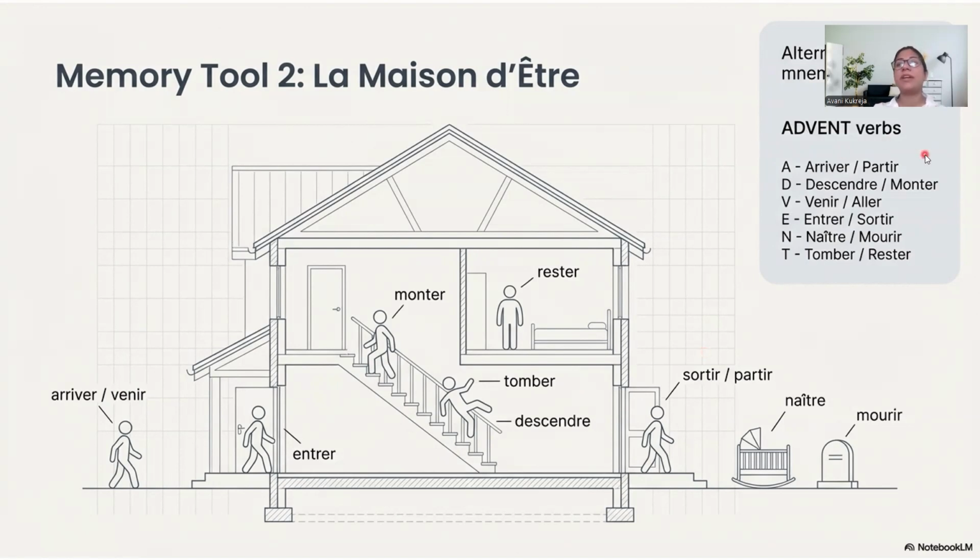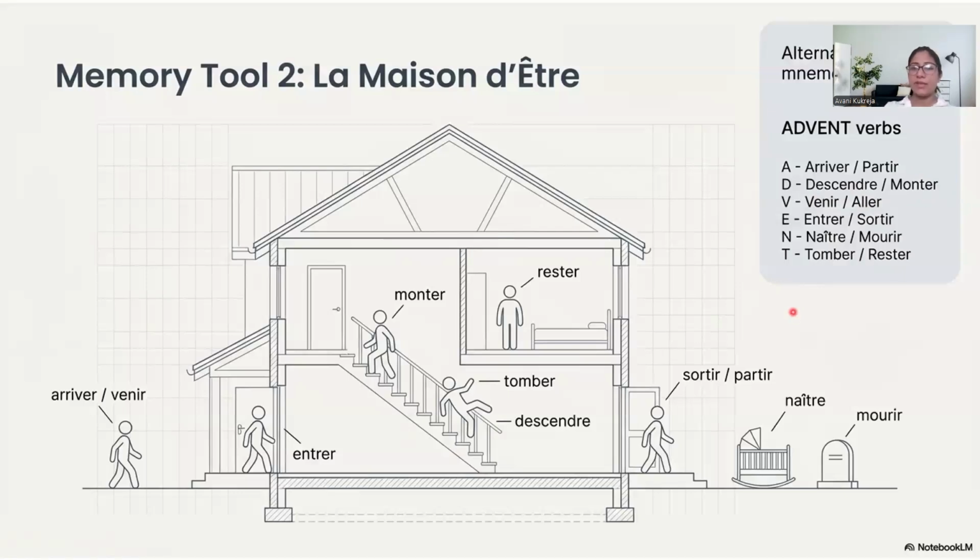Another way to remember is the ADVENT verbs, which basically uses opposites. Arriver, the opposite is partir. Descendre, opposite is monter: descendre to descend, monter to climb. Venir to come, aller to go. Entrer to enter, sortir to leave. Naître to be born, mourir to die. Tomber to fall, rester to rest. So this is another way to remember which verbs will be categorized under être.